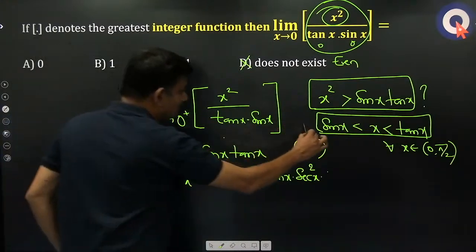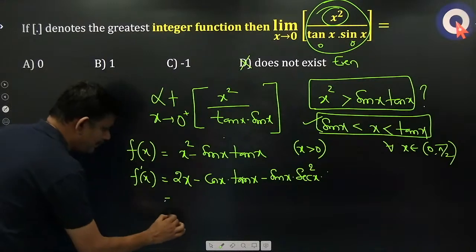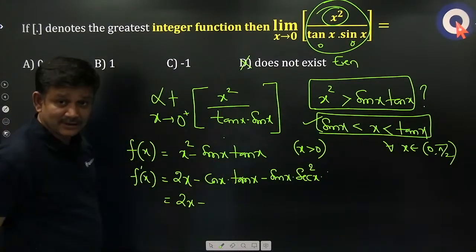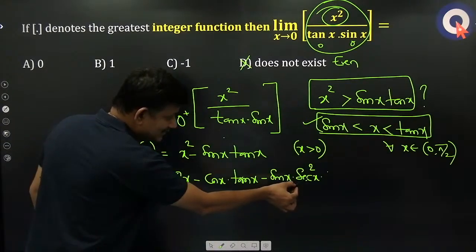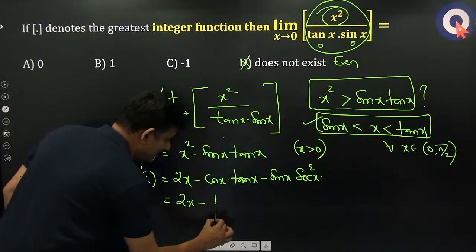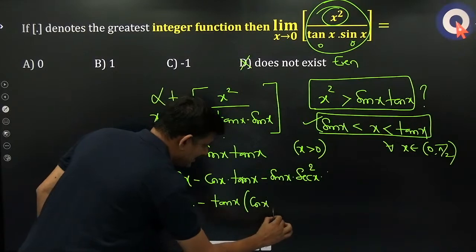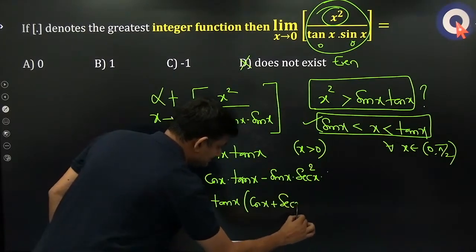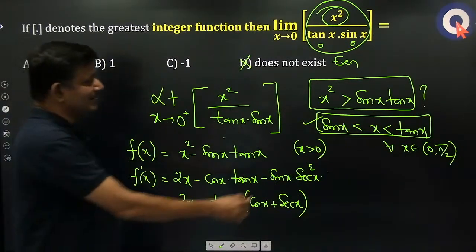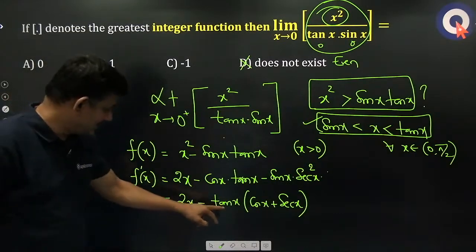Okay, this is what we know. But can we see that? Let us see 2x. Here I can see one tan x. Here if I combine one secant x with sin x, then again I can see one tan x. So this is tan x into cos x plus secant x. Now can I see something here? I can see two inequalities. One, tan x is greater than x.